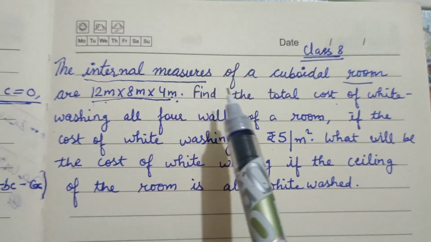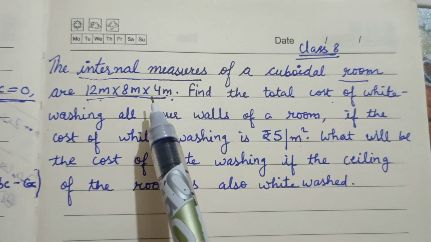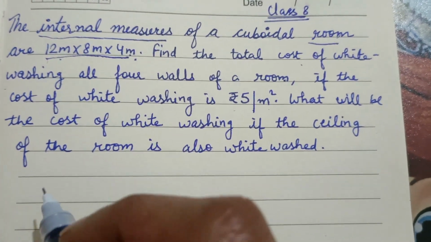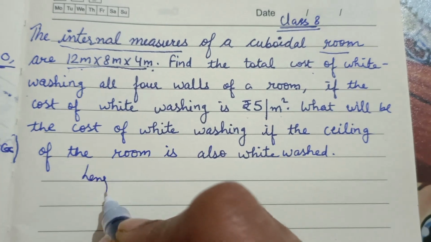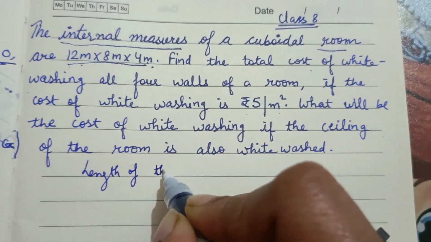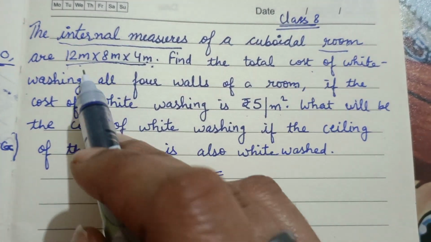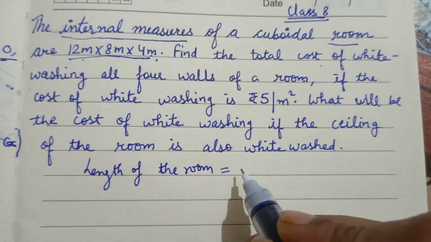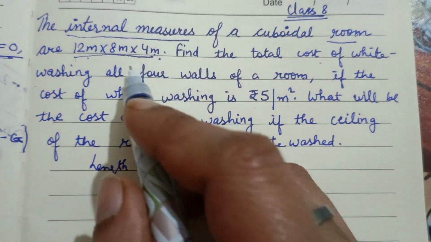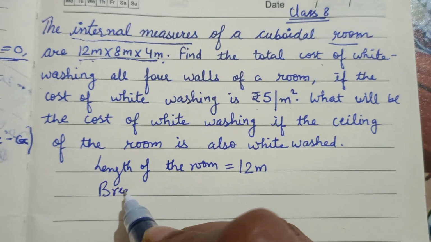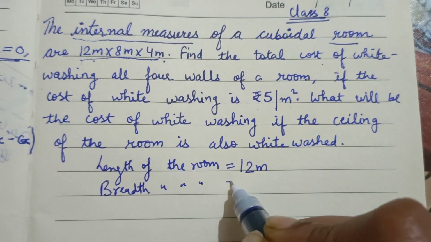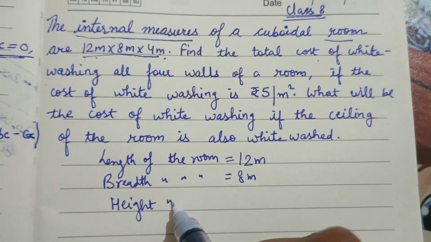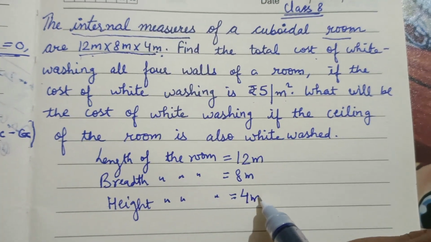Let's find out. Firstly, write down the given information, that is the dimensions of the cuboidal room. Here the dimensions are given as length, breadth and height. So the length of the room is 12 meter, the breadth of the room is 8 meter and the height of the room is 4 meters.